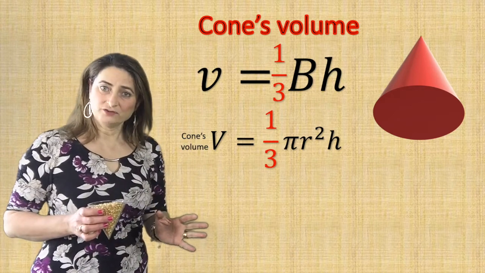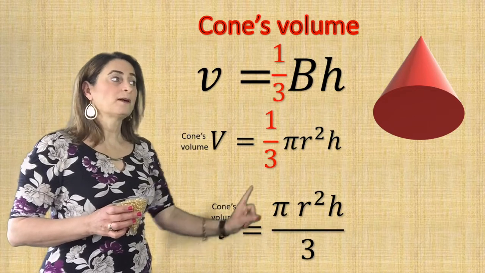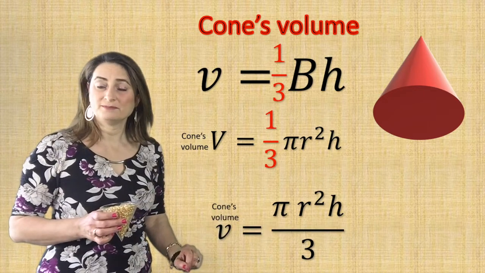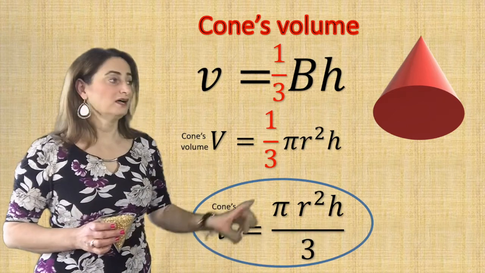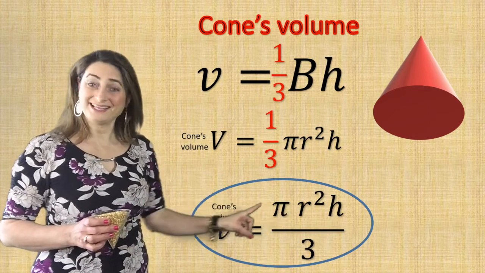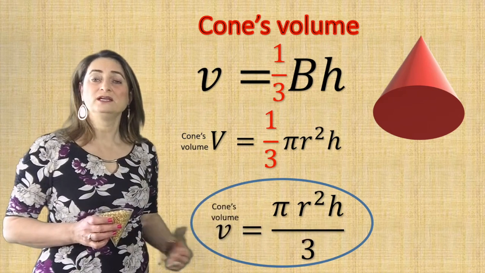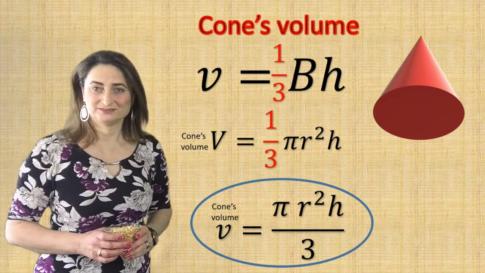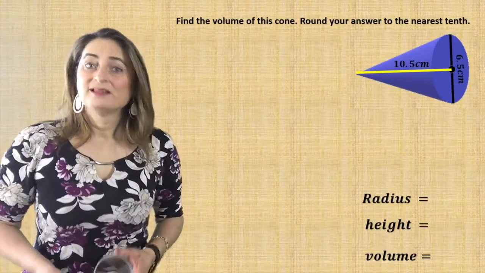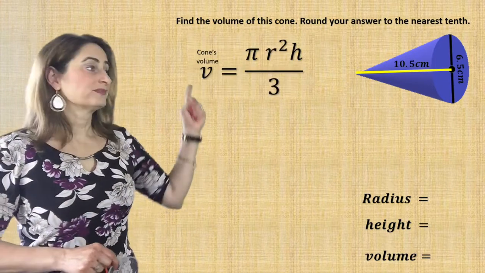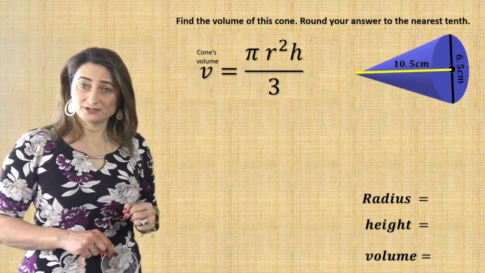Now, if that's confusing, another way to write the formula would be V equals pi r squared times the height, all divided by 3. Because pi r squared times the height is the volume of a cylinder. If I find that and then divide it by 3, gives you the volume of a cone. Here's an example. Let's find the cone's volume. Write the equation first. Pi r squared times the height, all divided by 3.